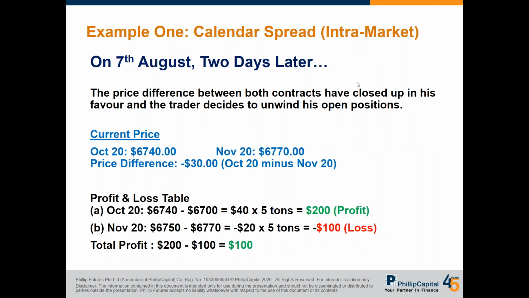So 2 days later, if we look at the assumption, we notice that the price is starting to come down. So there's a price difference. Actually, it's starting to close up in his favor. It's moving towards, for example, negative 30. So he decides to unwind his position.